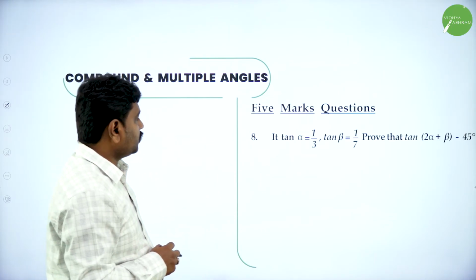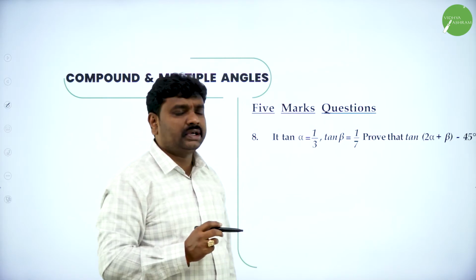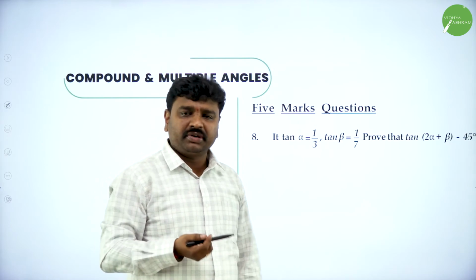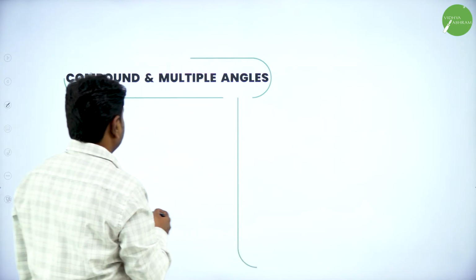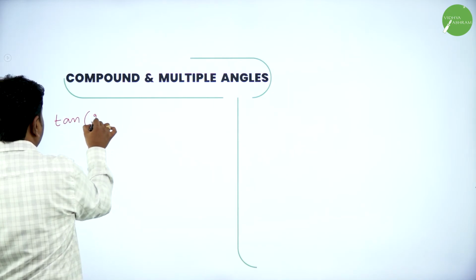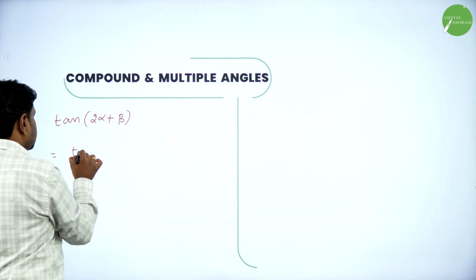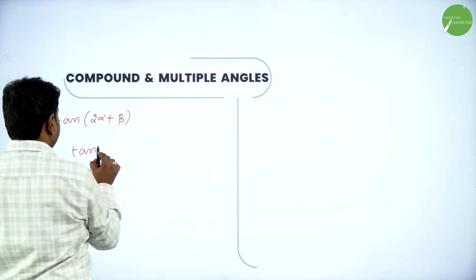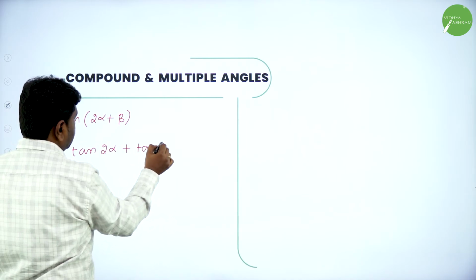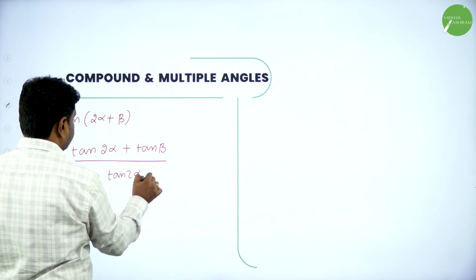Then we have tan alpha is 1 by 3, tan beta is 1 by 7. Prove that tan of 2 alpha plus beta is equal to 1, or 2 alpha plus beta is 45 degrees, they wanted to prove. So now for that we'll take tan of 2 alpha plus beta, which is given. So it is in the form of tan of a plus b. What is tan of a plus b? Tan of a plus b is tan a plus tan b divided by 1 minus tan a into tan b.